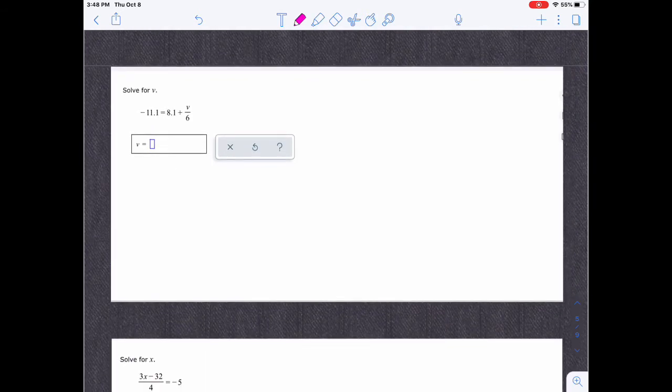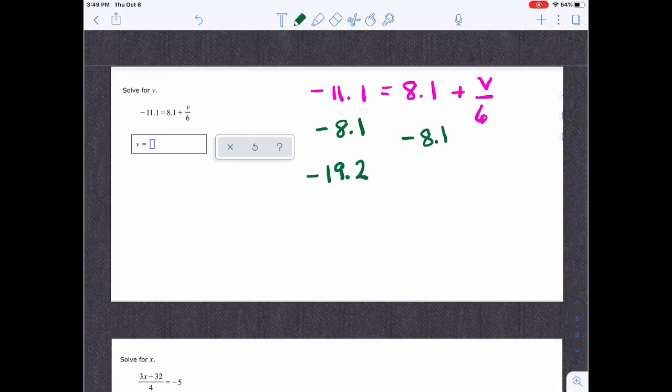Solve for v, and we have decimals. No problem. We have a calculator if we need it. And look at this, we even have a fraction. Be fearless. All right, if I wanted to, I can multiply everything by 10, and I would actually get rid of the decimals. But let's just solve it the way it is for now. We're going to subtract 8.1, which means I'm going to put it together over here. What is that? -19.2? Kind of yucky, but this canceled.